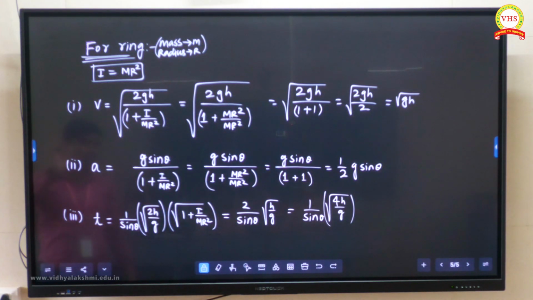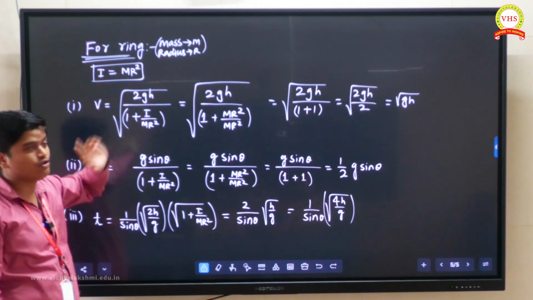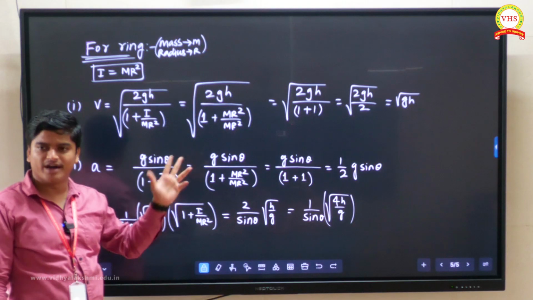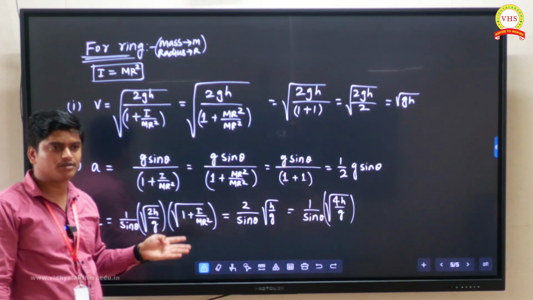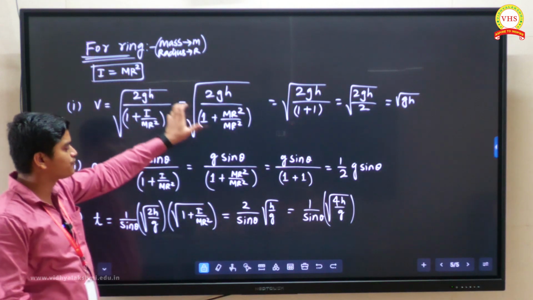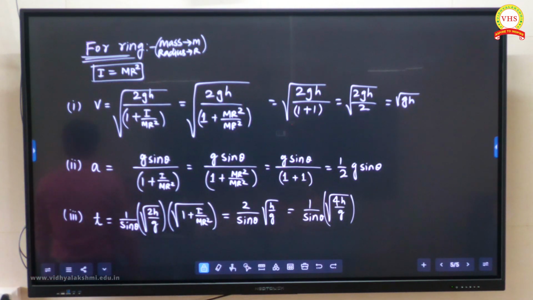You check their geometrical axis moment of inertia and do. Suppose a disk I will take, I will be mr square by 2. If I take a hollow sphere, 2 by 3 mr square. Solid sphere, 2 by 5 mr square. Substitute the moment of inertia value and get the answers. Yes or no? Okay. For different objects.